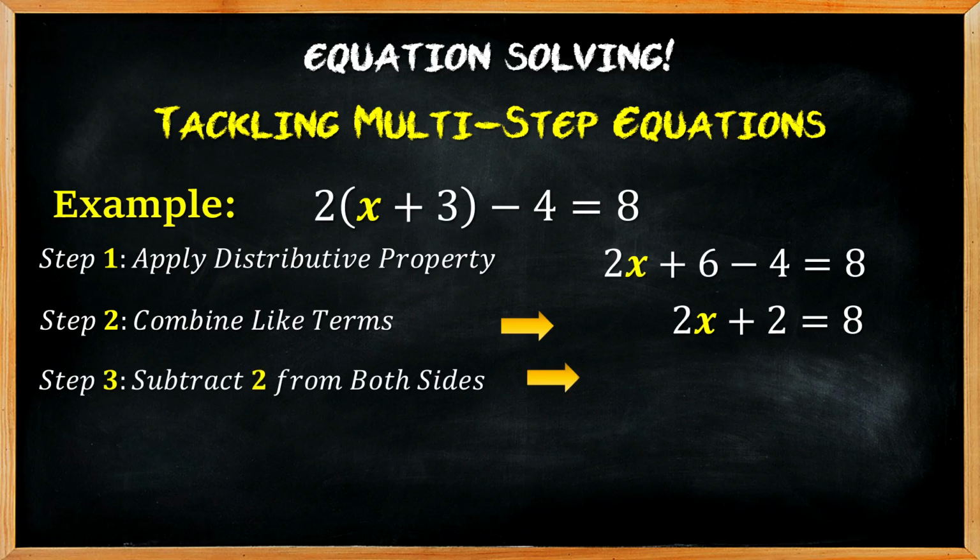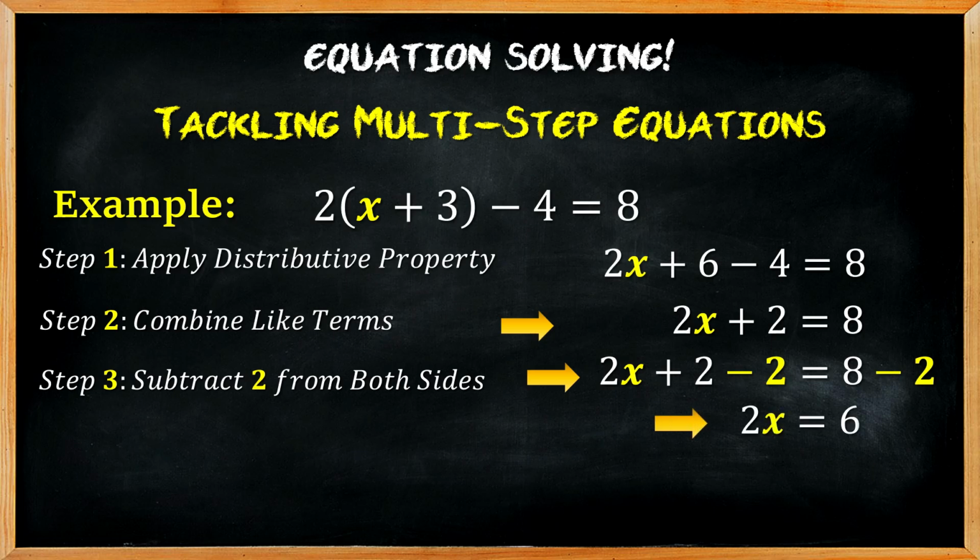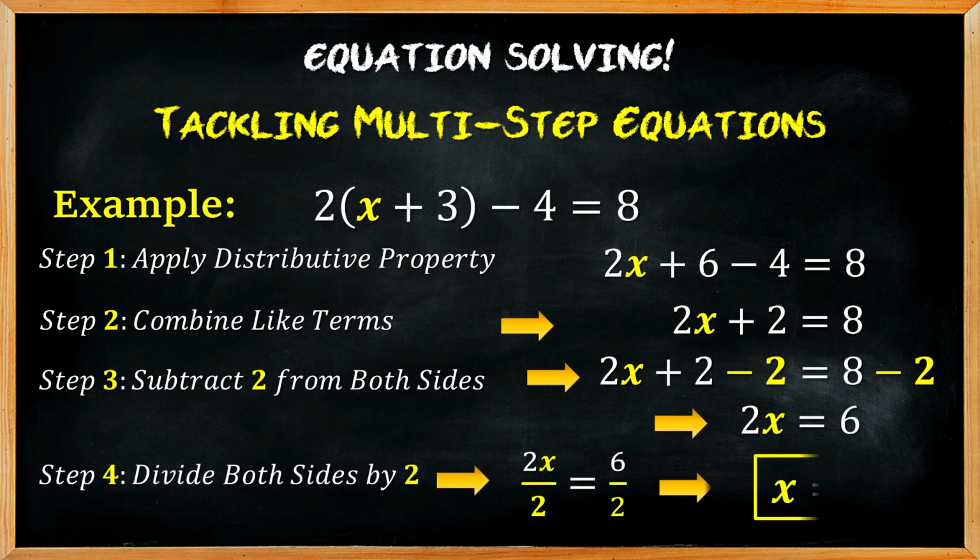Step 3. To isolate the variable term, we subtract 2 from both sides of the equation. 2x plus 2 minus 2 equals 2x, and 8 minus 2 equals 6, so we have 2x equals 6. Finally, we divide both sides by 2 to isolate x. Our final answer is x equals 3.